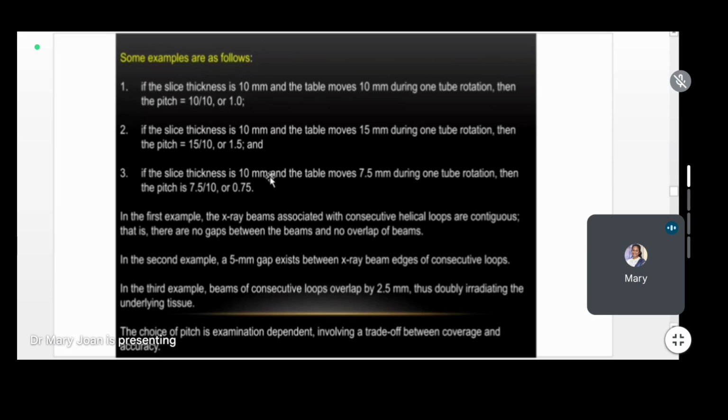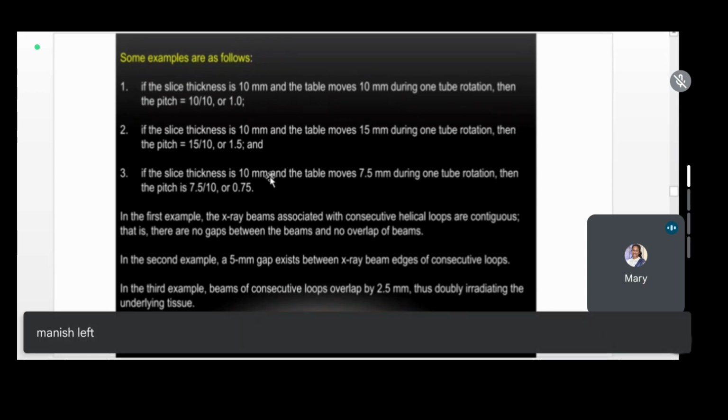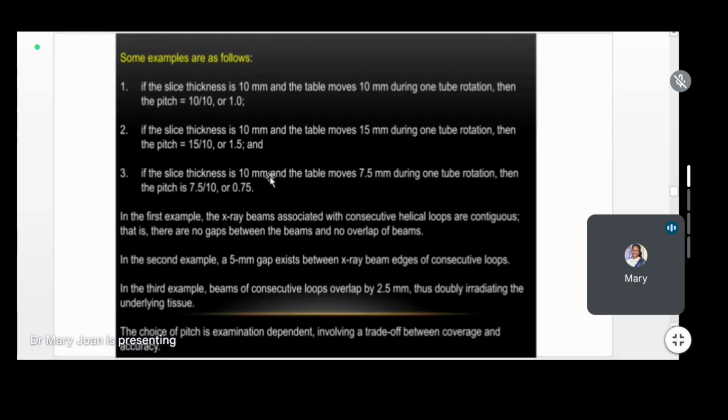So what does it mean? In the first example, the X-ray beams associated with consecutive helical loops are contiguous, that is, there are no gaps between the beams and no overlap of beams.